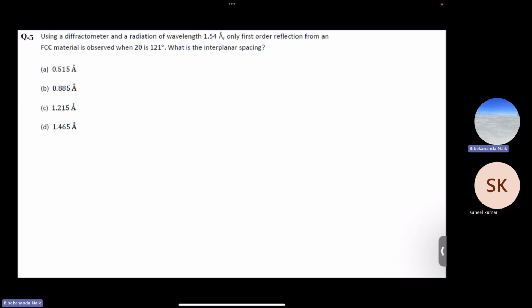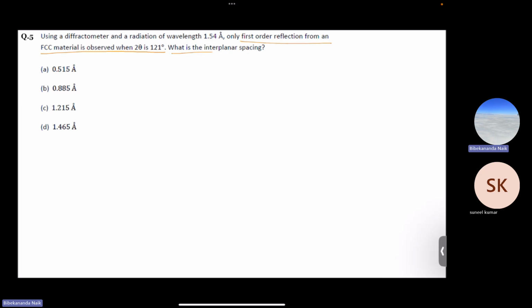So this is the fifth question of today's session. The question says, using a diffractometer and a radiation of wavelength 1.54 angstrom, only first order reflection from an FCC material is observed when 2 theta is 121 degree. What is the interplanar spacing?